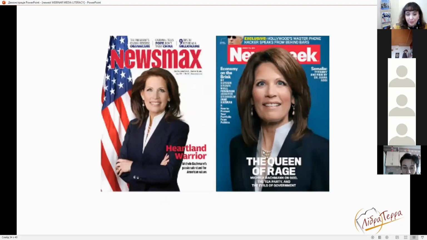Okay, now another interesting example. Here you see the picture of one American politician during some election campaign. Can you type in the chat box, what differences do you notice between these two pictures? Is this lady represented in the same way on both pictures or not? So please type your answer in the chat box.